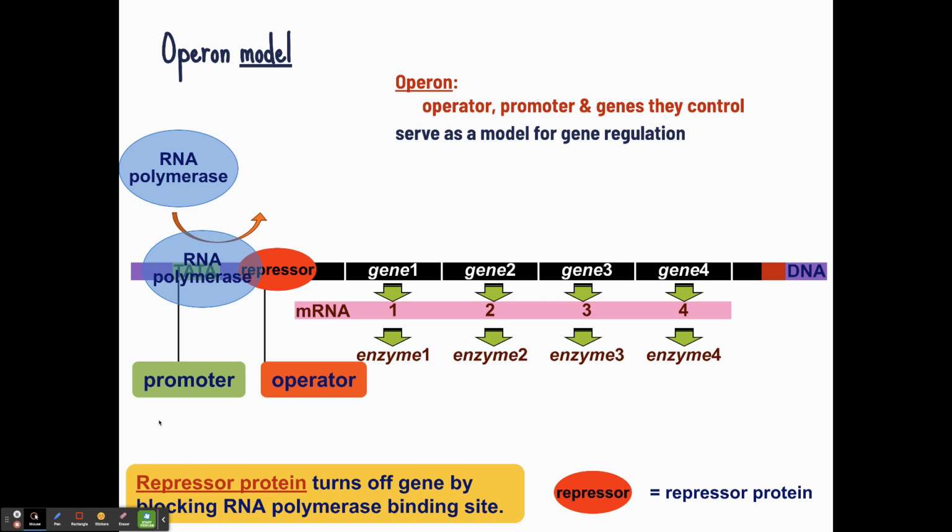So this here would be our operon model. What does this look like? An operon, as we said, contains an operator, a promoter, and the genes they control. This serves as a model for gene regulation.